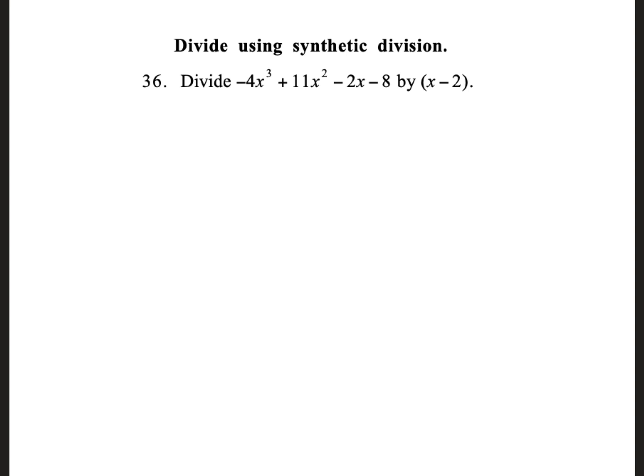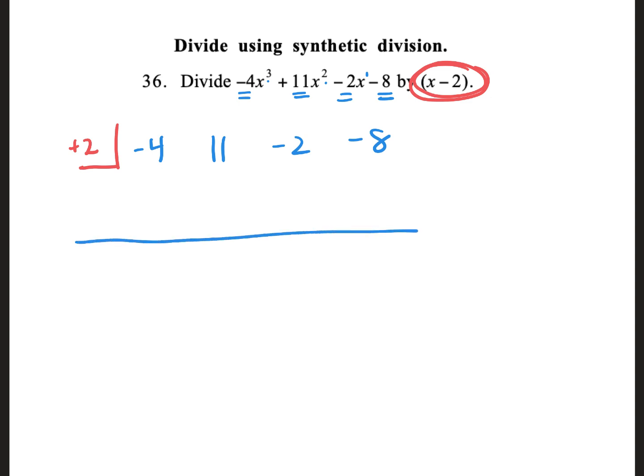So in our box, we are going to put the opposite of whatever this number is. We have minus 2, so I'm going to put a plus 2. Then I'm going to check, we have cubed, squared, 1, and then 1 without exponents. So we don't need to add any zeros, but I am going to take each of my coefficients from out front. So we have negative 4, 11, negative 2, and negative 8. Again, I'm going to skip a line and draw my equal sign.